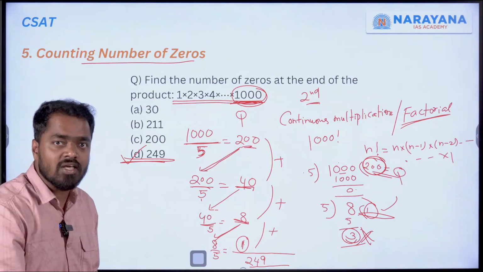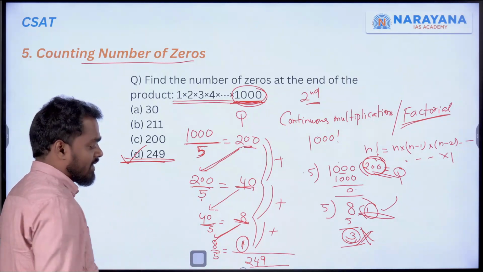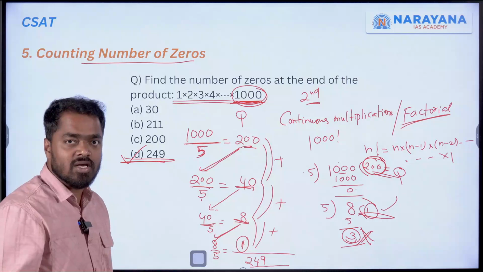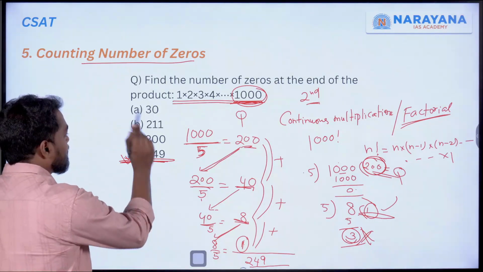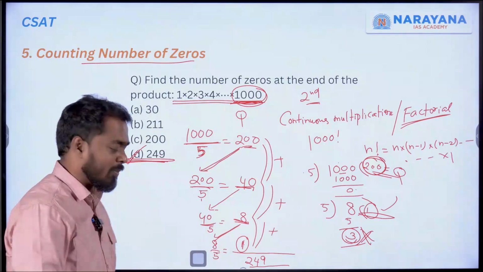Take the sum of all the quotients. So 200 plus 40, 240, 248, 249. So the total number of zeros is 249. So this is how you should approach these kinds of questions from this subtopic.